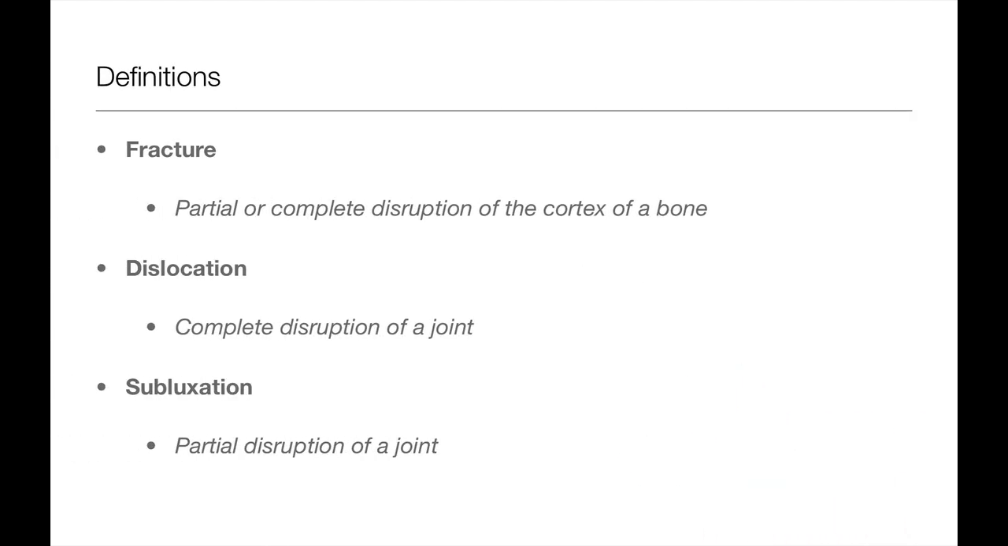A few definitions on fracture terminology. A fracture is a partial or complete disruption of the cortex of a bone. A dislocation is the complete disruption of a joint. A subluxation is the partial disruption of a joint.